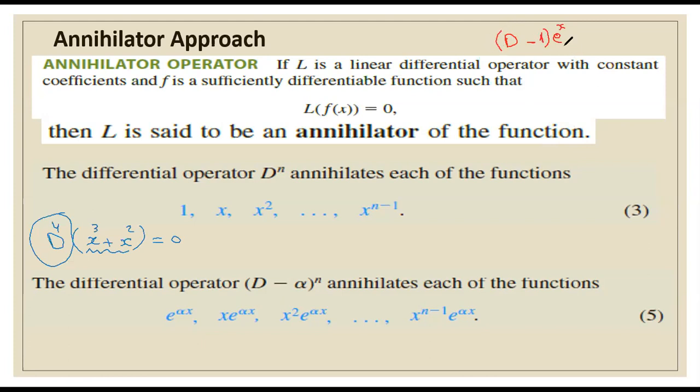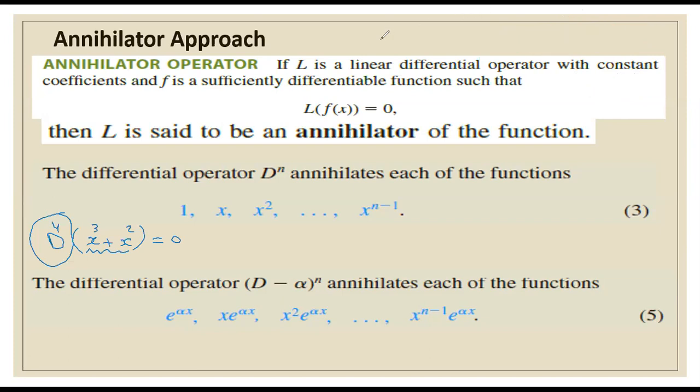Let me check if I get 0 or not. I'm going to apply D minus 1: D e to the x minus 1 times e to the x. D e to the x is the first derivative, so it is e to the x. Minus 1 times e to the x is e to the x. e to the x minus e to the x is 0. Great. So the annihilator of the exponential function e to the x is D minus 1.